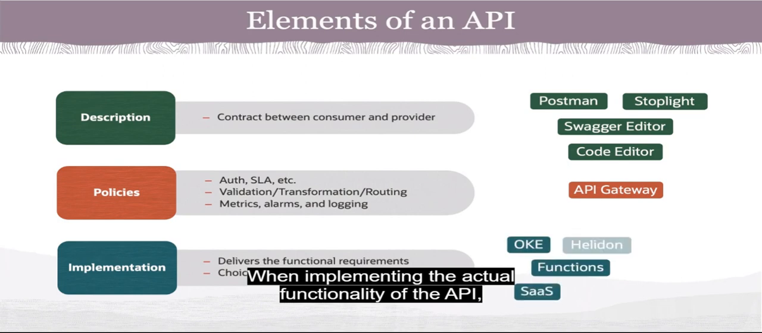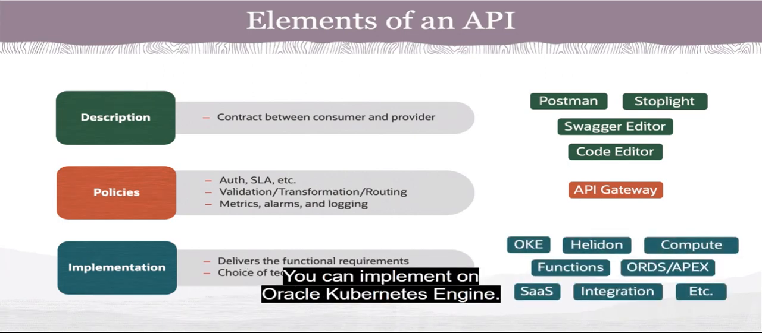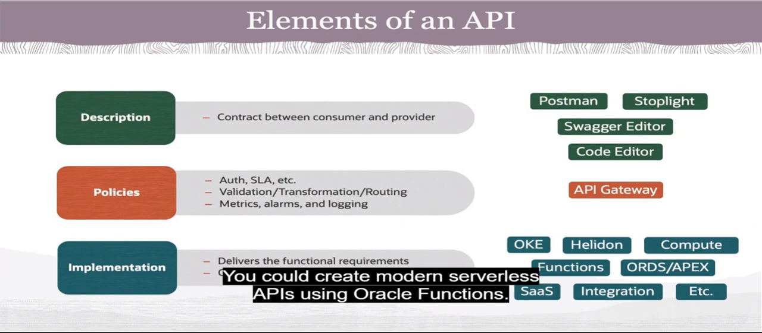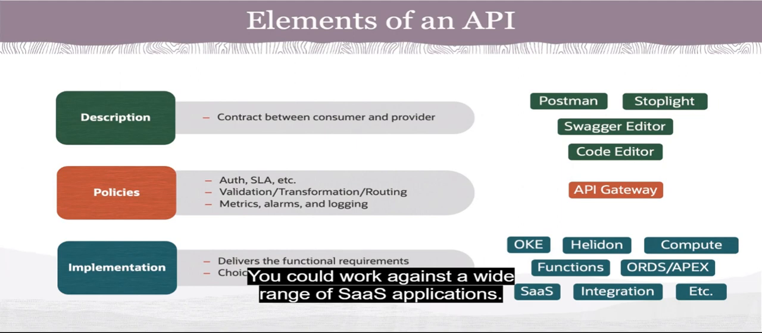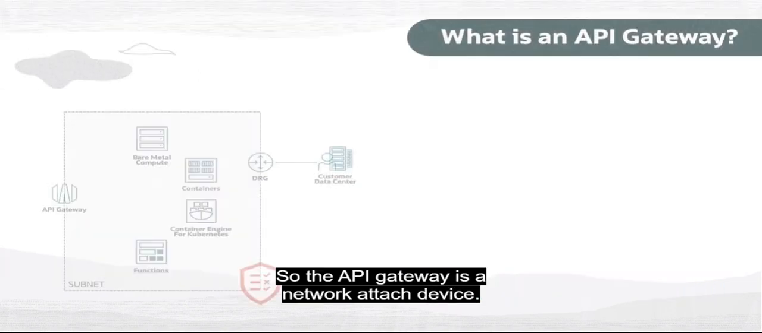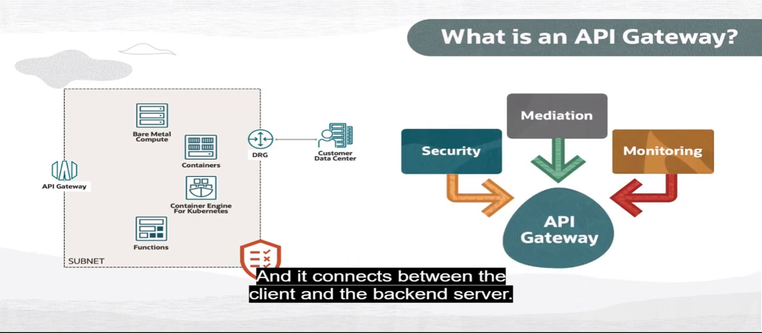When implementing the actual functionality of the API, the choices are endless. You can implement on Oracle Kubernetes Engine. You can use Helidon. You could have custom code running on compute. You could create modern serverless APIs using Oracle functions. You could work against the Autonomous Database and Oracle REST Data Services. You can work against a wide range of SaaS applications. You can connect to just about anything with integration, or you can use any other technology. So the API gateway is a network-attached device, and it connects between the client and the backend servers.